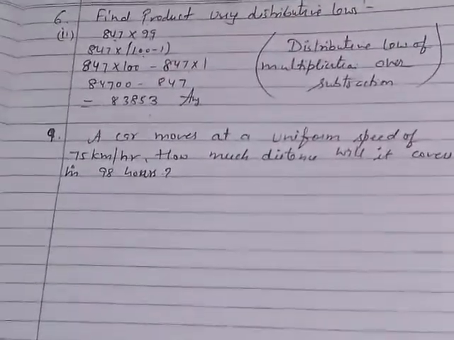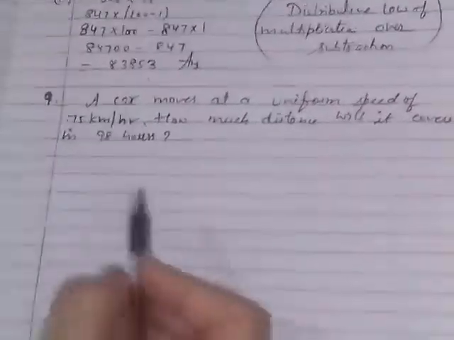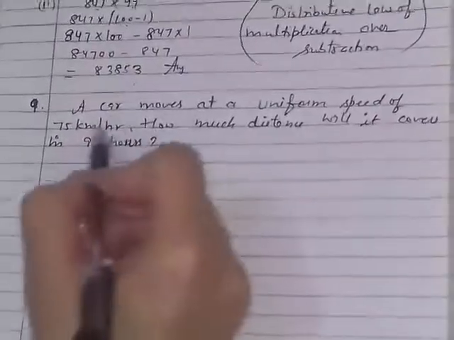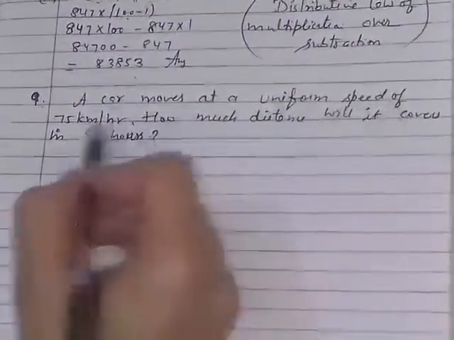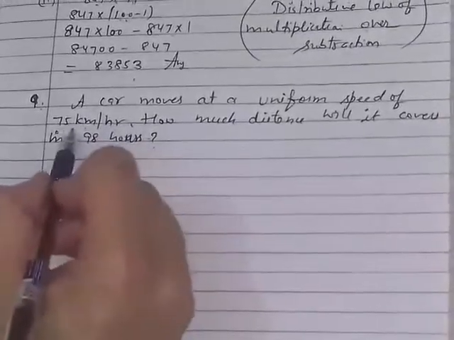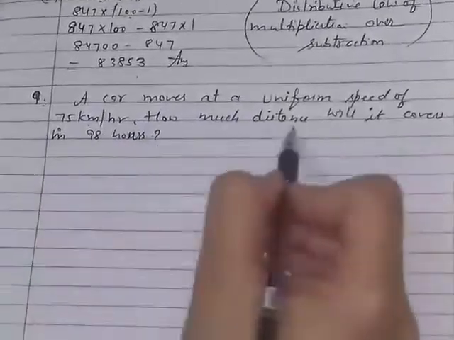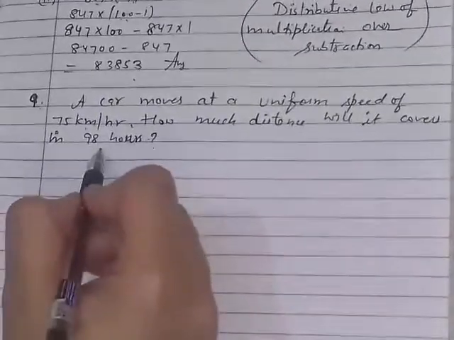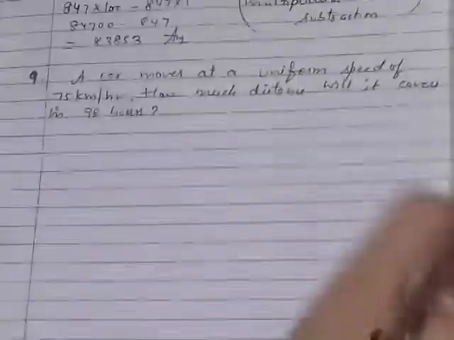Question number 8 is also the distributive law, which you have to do yourself. Then question number 9 is your word problem. A car moves at a uniform speed of 75 km per hour, meaning the distance covered in 1 hour is 75 km. How much distance will it cover in 98 hours? This is your word problem.